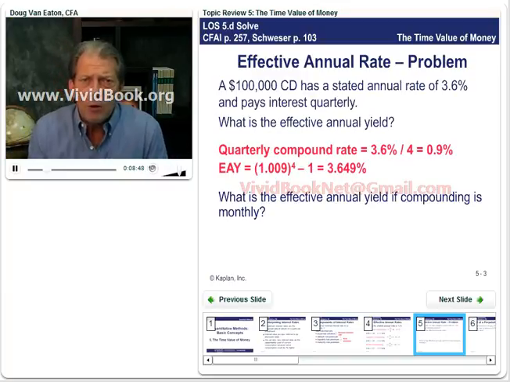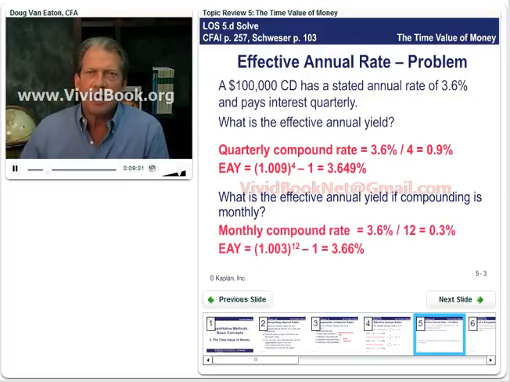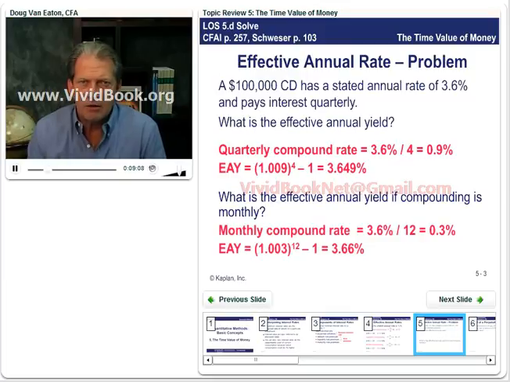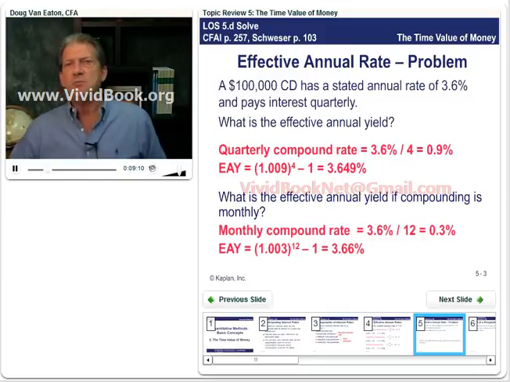We've got a follow-up question here. What's the effective annual yield if compounding is monthly? Well, we can divide 3.6 by 12 and get 0.4% and just do the same thing, except now we're going to raise this to the 12th power and find out we have a little higher effective annual yield of 3.66%.